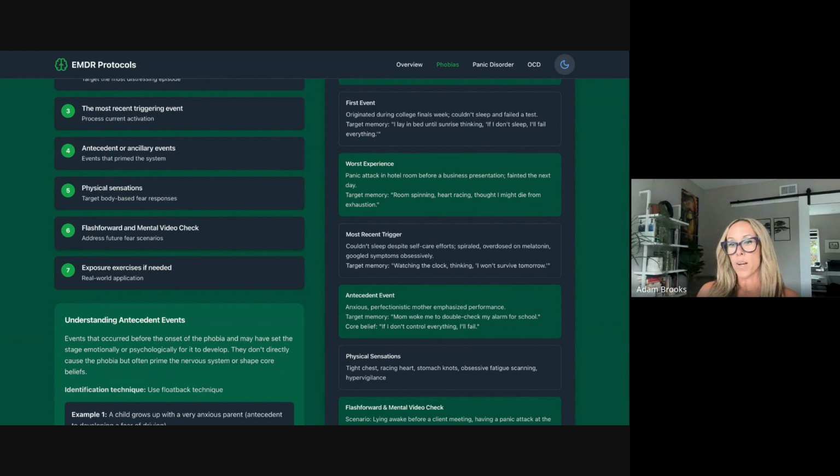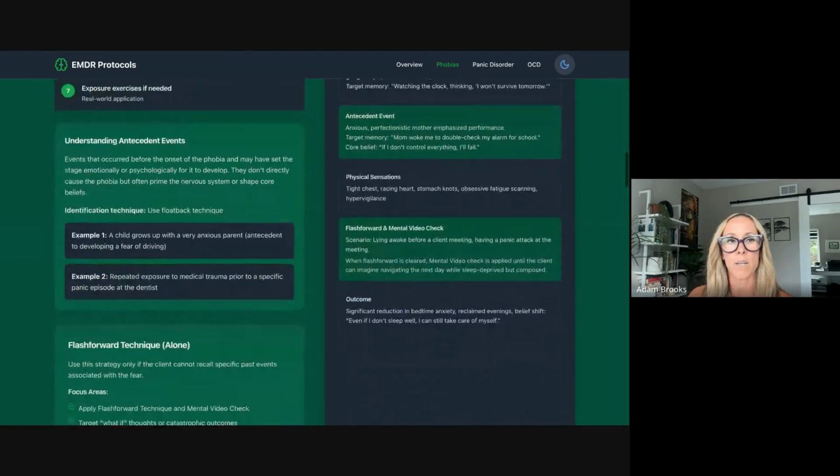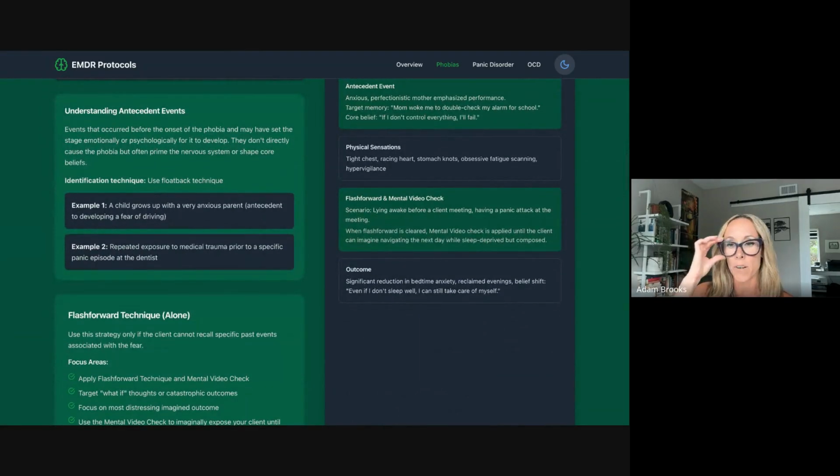These are events that prime the system, but let's go down here a little bit and figure out what these are. So these are events that occurred before the onset of the phobia, but they don't directly cause them. They do, however, prime the nervous system and shape the core beliefs. So some examples of this might be if a child grew up with a very anxious parent and then later developed a fear of driving.